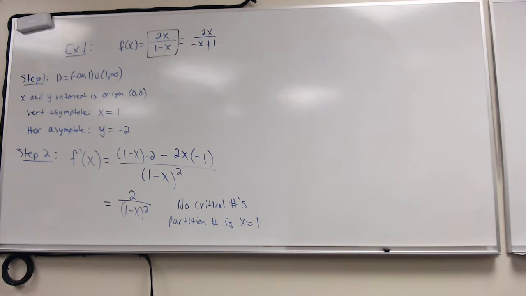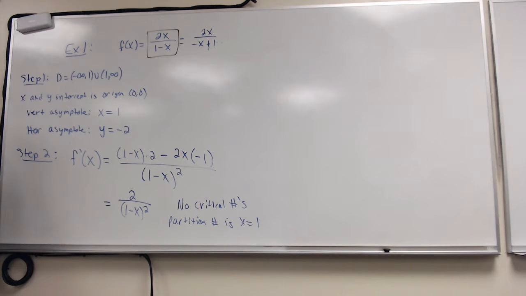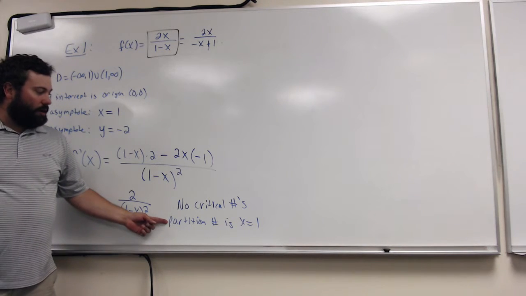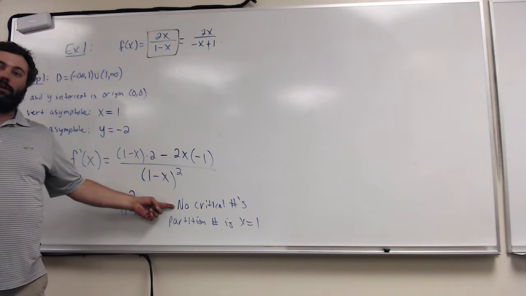Okay, and again, why would 1 not be a critical number? Or, yeah, right. A partition number is only a critical number if it's in the domain of the original function. Yep. So again, the reason we call it a partition number is it's still a number we put on the number line to find where the intervals of increase and decrease are. It's just there's not going to be any local max or mins because now we don't have any critical numbers.